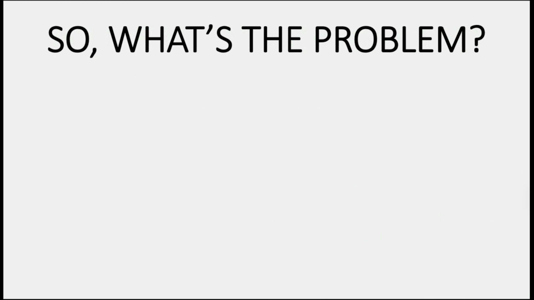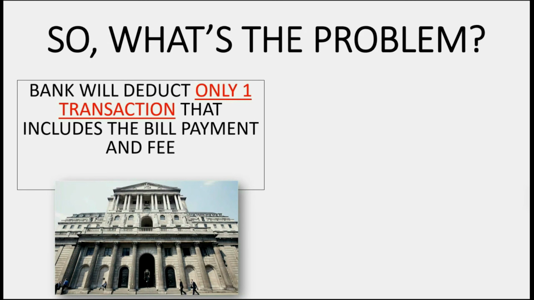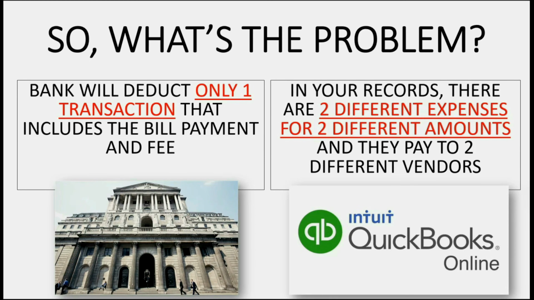So what's the problem when this happens? Well, when you pay this way, the bank will deduct only one transaction from your list of accounts and on your bank statement. And that one transaction includes the vendor's bill payment and the fee. However, in your QuickBooks Online records, you have to make sure you record a different expense from the expense on the bill when you pay the processing fee for that payment.